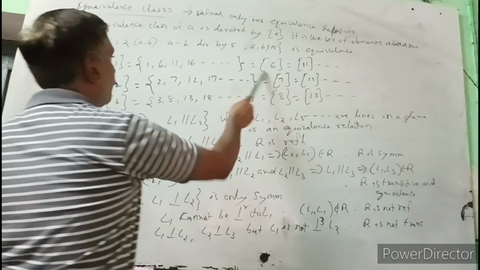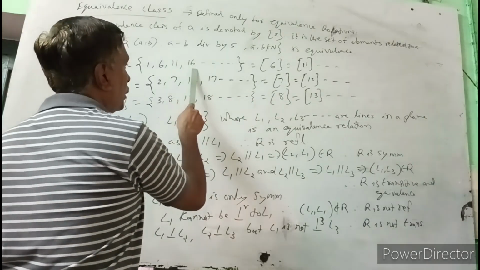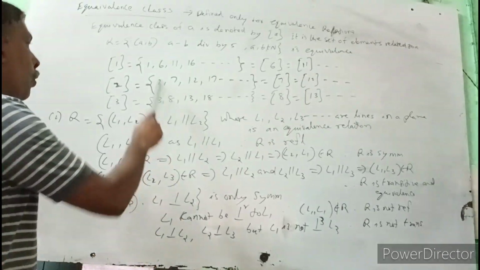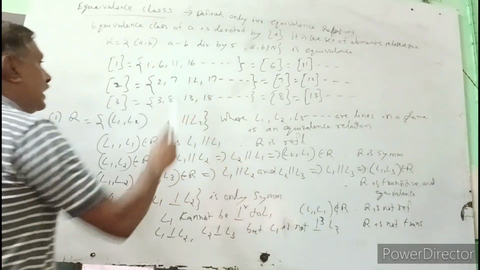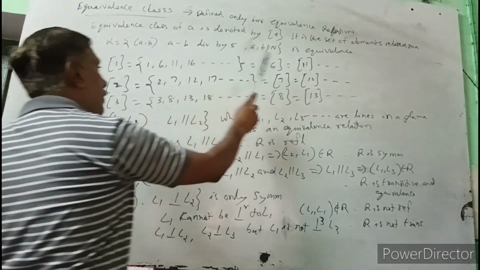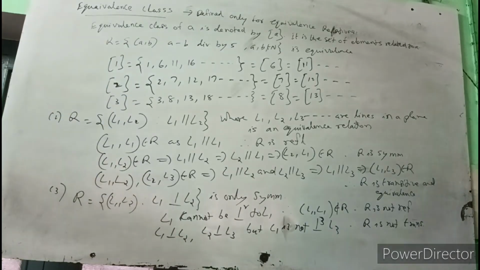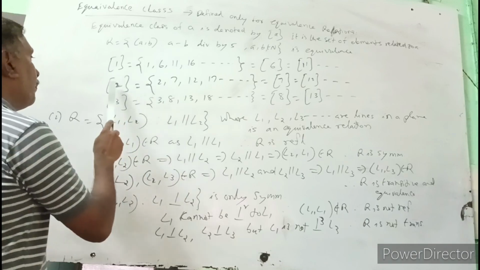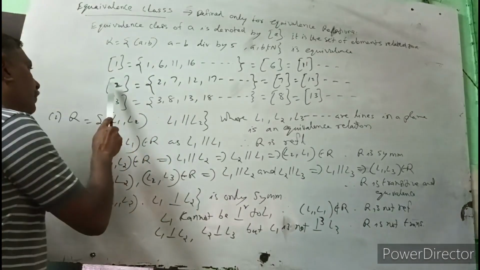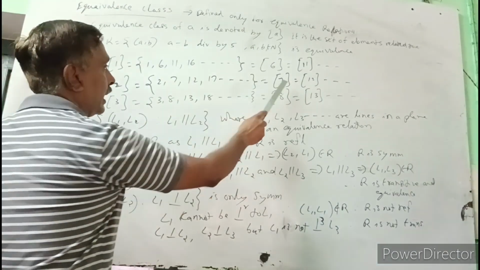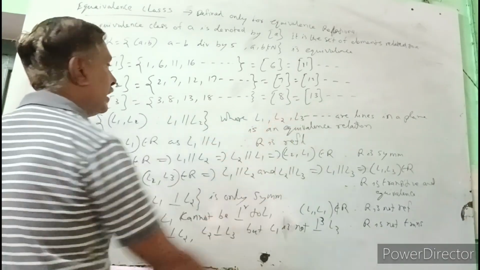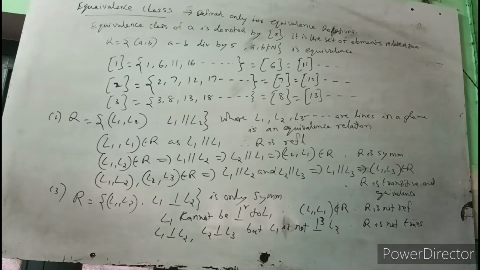The same equivalence class is for 6 also, 11 also, 16 also. If we are writing an equivalence class, then all the elements present in that set have the same equivalence class. Similarly 2: 2 minus 2 is 0, 2 minus 7 is divisible by 5, 2 minus 12 is divisible by 5. So the equivalence class of 2 is this, same as 7 and 12. Similarly 3, 8, 13, etc. That is the way to write equivalence classes.